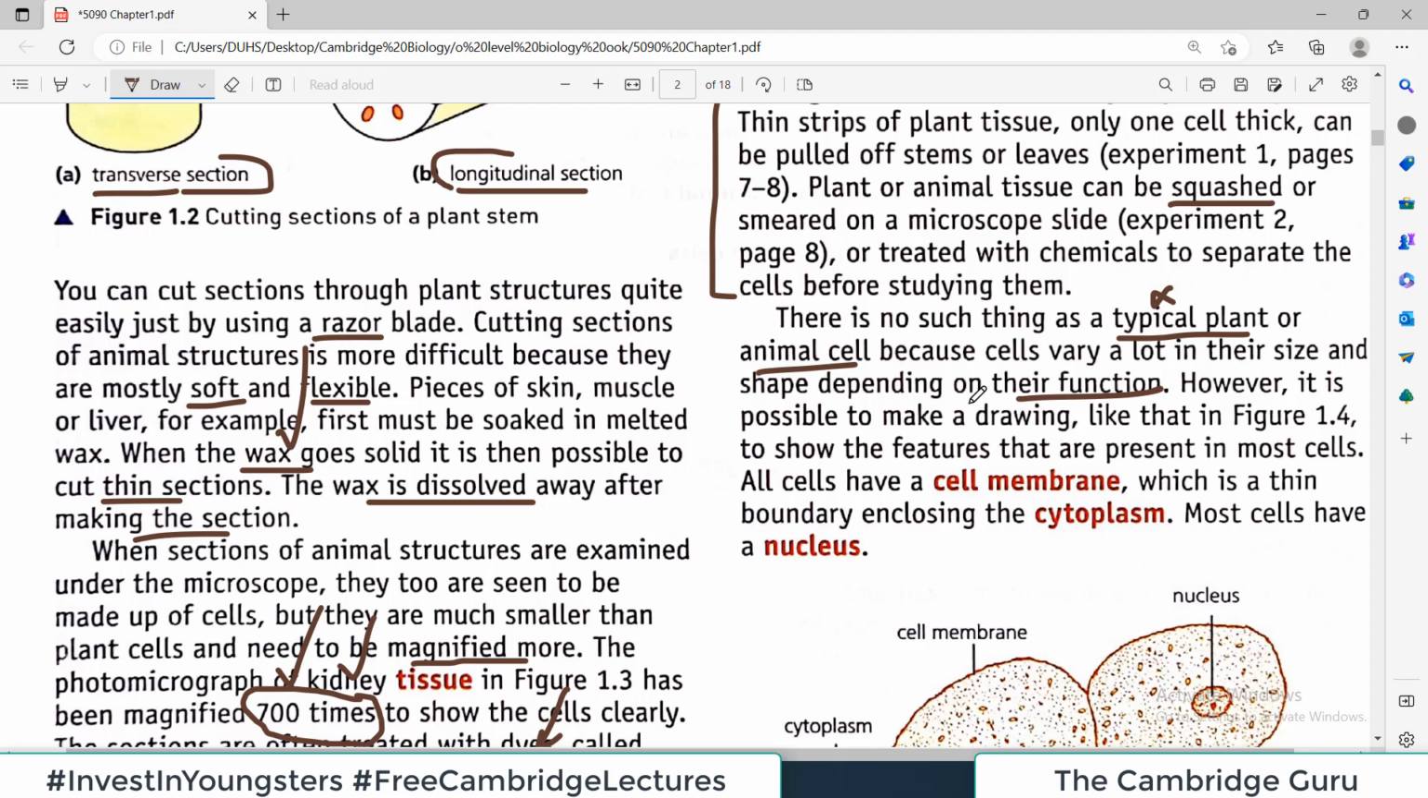The cells of heart are different. The cells of stomach are different. So each cell has a different function to perform, and therefore they have different shape, size, and distribution of different structures within them. Therefore, do not use this word a typical plant cell or typical animal cell. Okay, every cell is different.